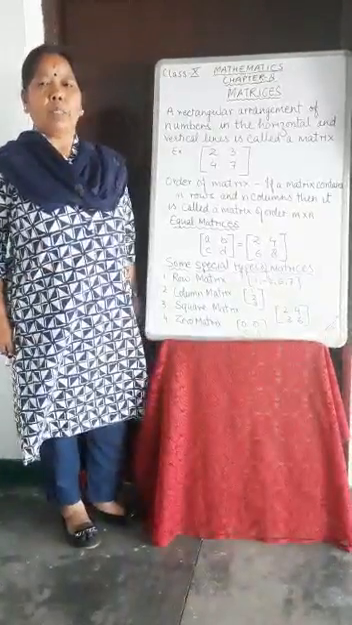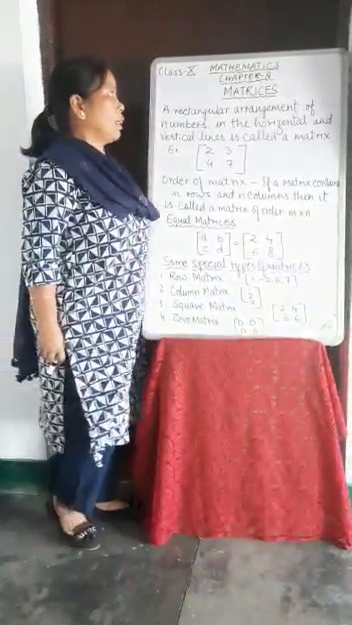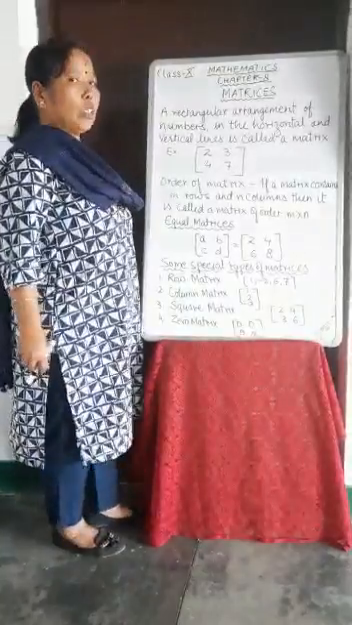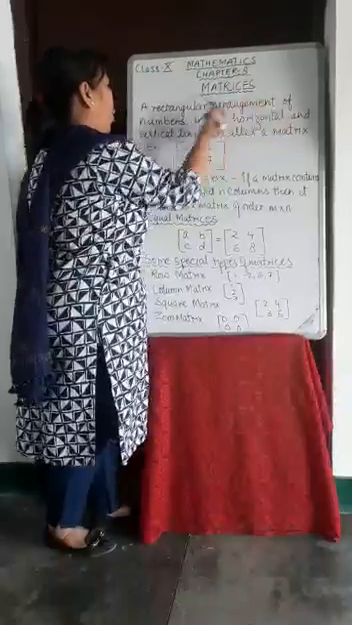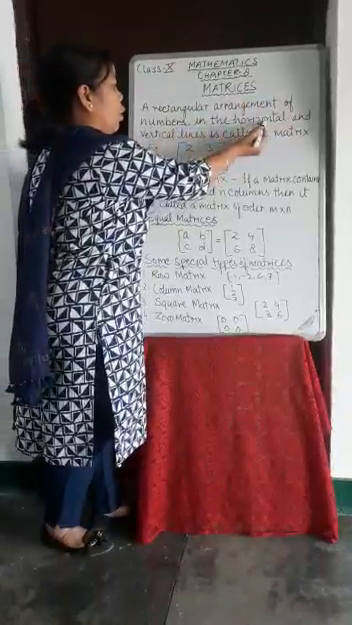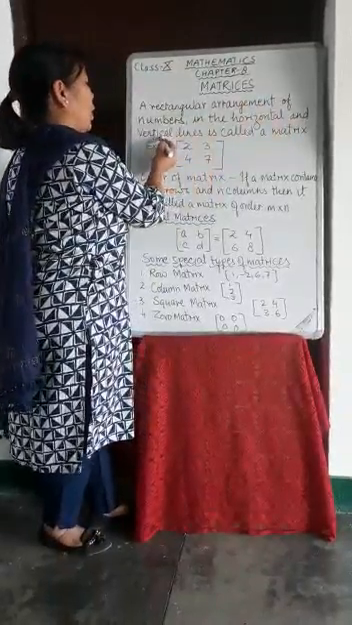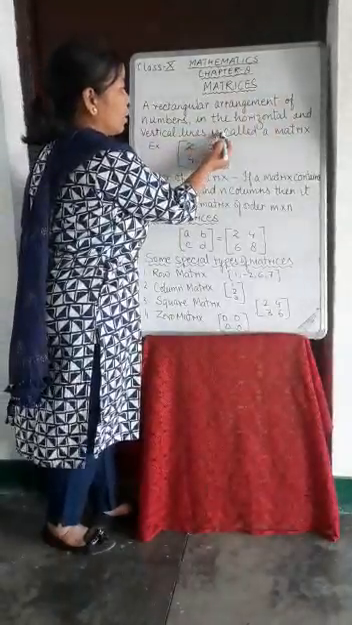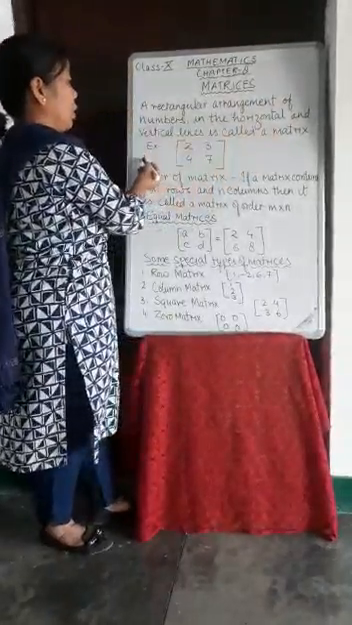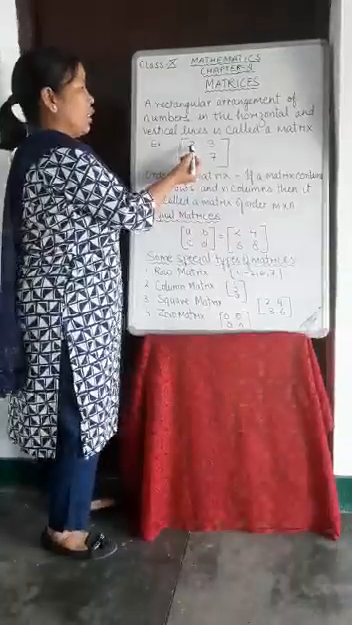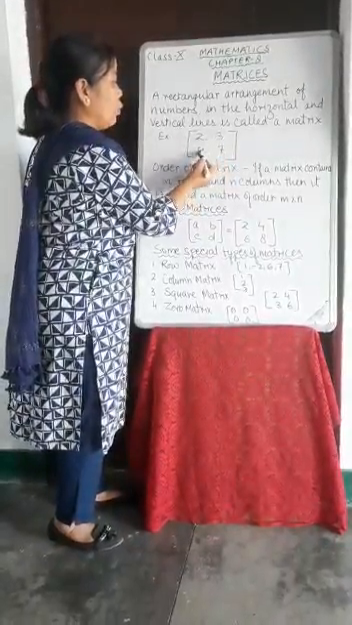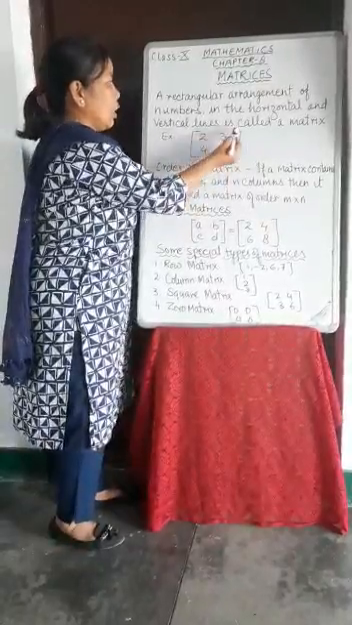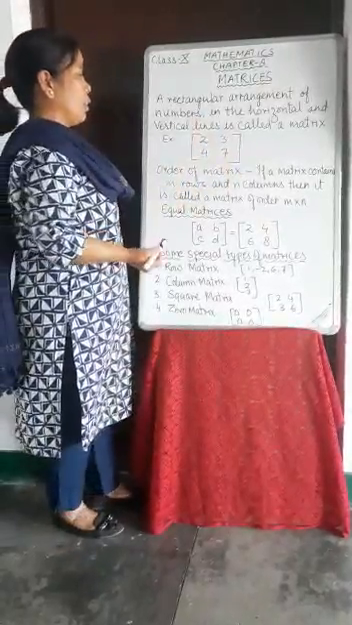Now I am starting chapter 8, that is matrices. What is a matrix? A rectangular arrangement of numbers in horizontal and vertical lines is called a matrix. For example, if the numbers are written in this form in a bracket, 2, 3, 4 and 7, this arrangement is called a matrix.